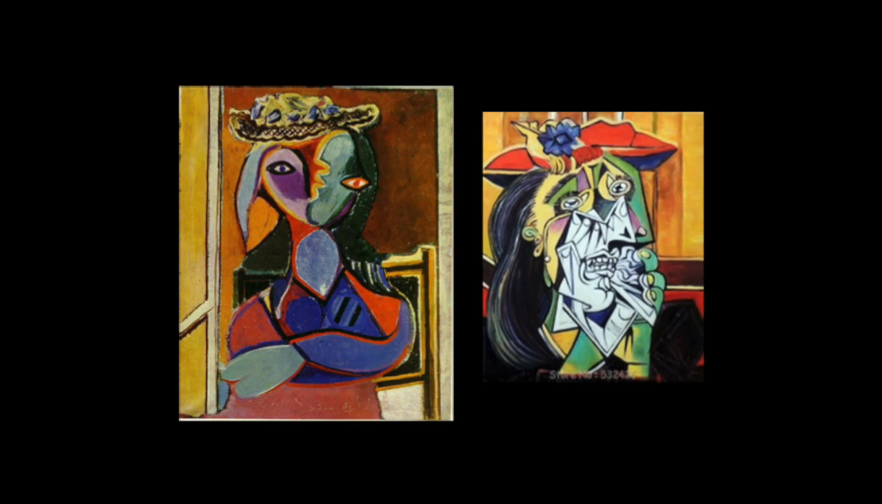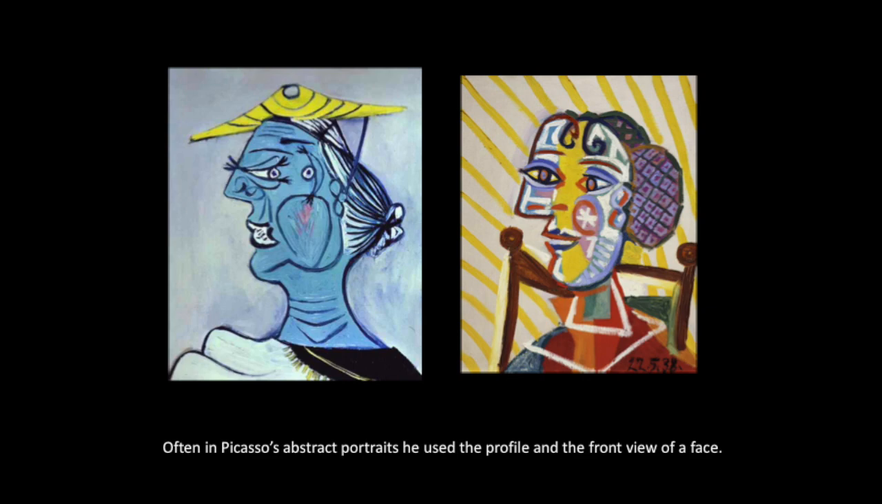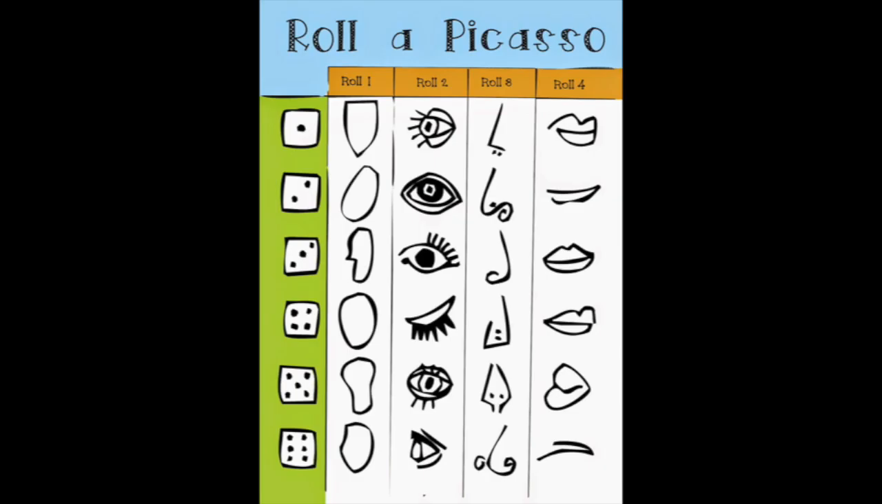So we're going to be creating abstract portraits of ourselves using a little game called Roll a Picasso. Okay, I'm going to have you press pause on me here, and I want you to go run and grab a piece of paper, a pencil, and a dice. You can find a dice in most board games if you have any at home, but if you don't have one, that's totally okay too. I can walk you through how to do this without one. Okay, see you in a few minutes.